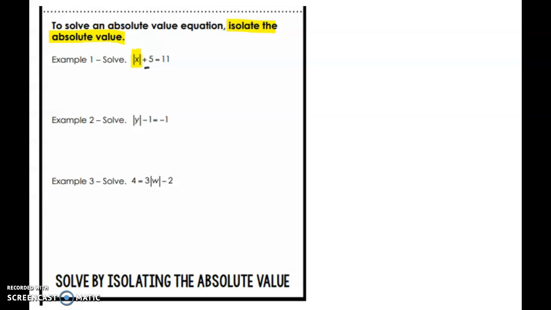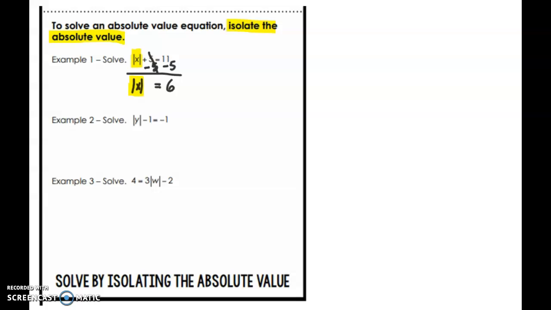So what I'm going to do is I have +5. I'm going to subtract 5. So now I have the absolute value of x equals 11 minus 5 is 6. So now I'm going to highlight that absolute value again. I'm keeping track of where it's at. Okay, so now you've got to ask yourself, is the absolute value by itself? Which it is. It's all alone right now on its own side of the equal sign.